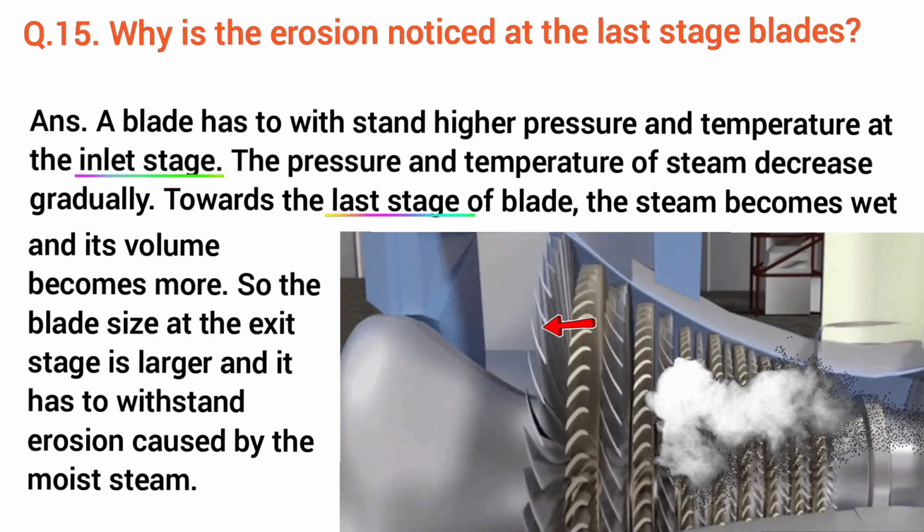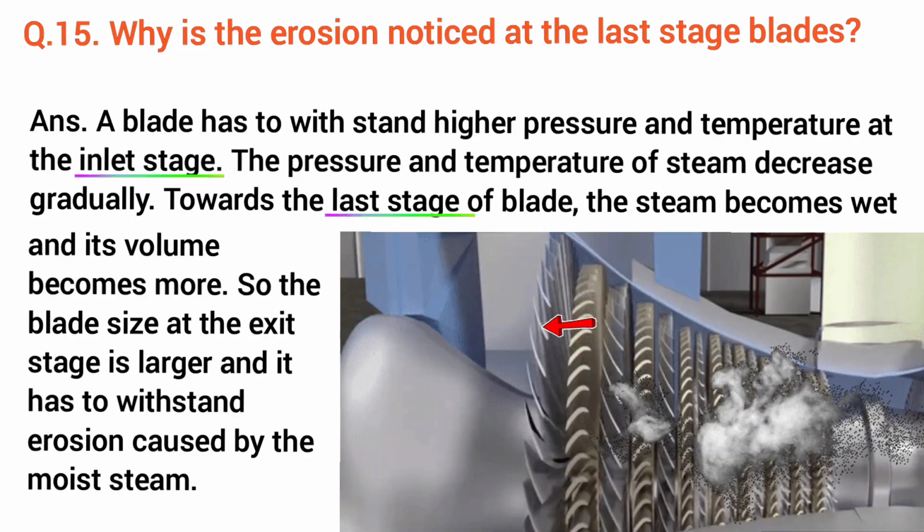Why is the erosion noticed at the last stage blades?